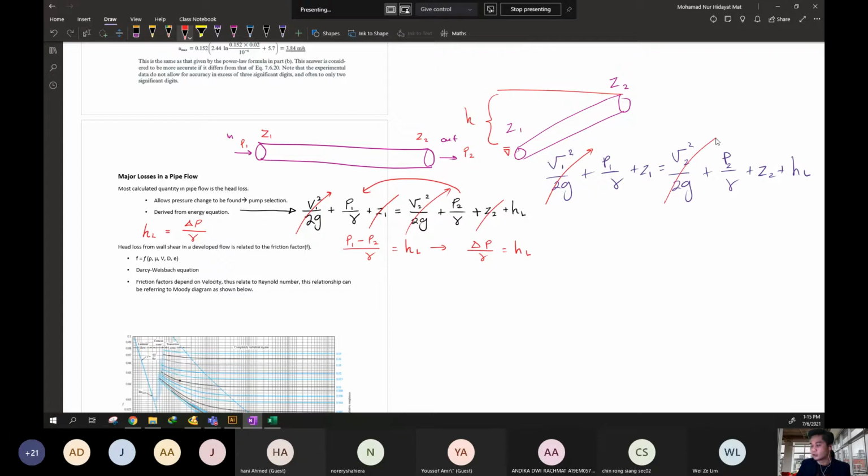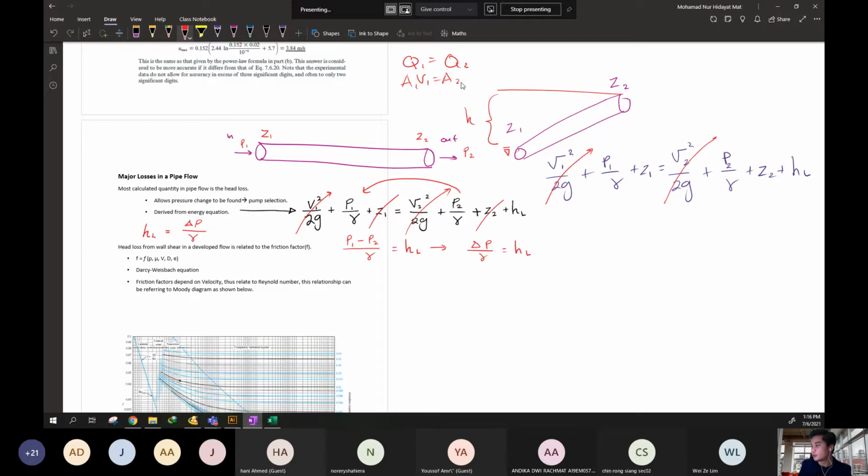The V1 we can cancel. Assume the cross-sectional area is the same, by following the continuity equation, Q1 equal to Q2, area times V1, area times V2. When area 1 and area 2 are the same, the velocity at point 1 and point 2 is the same. That is why we cancel out velocity 1 and velocity 2 because of the same cross-sectional area. Remember that. And then we have the height here.